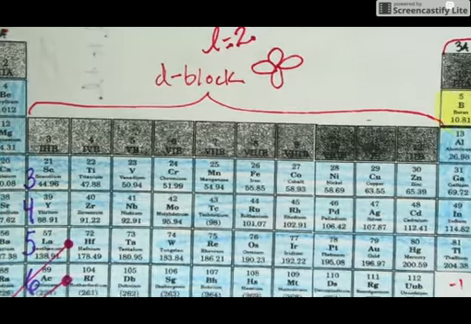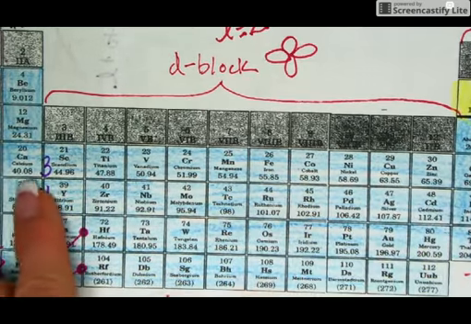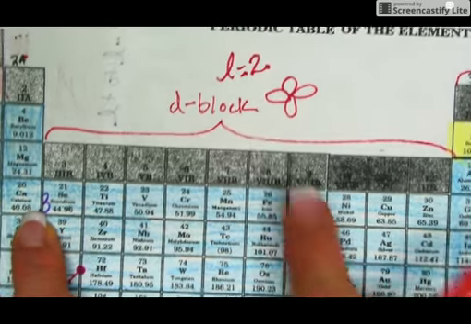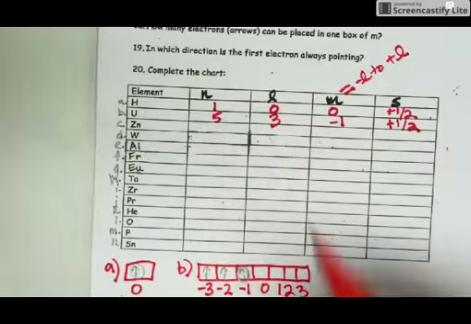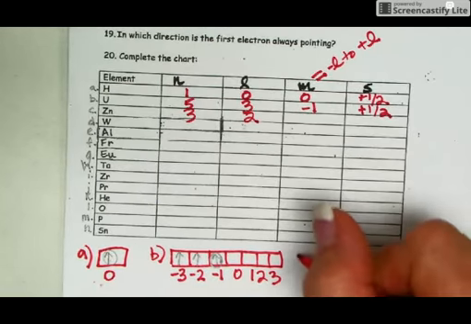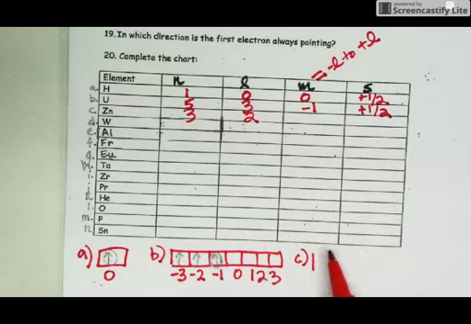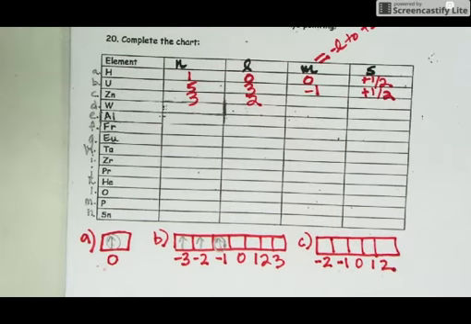All right, the next one was zinc. Let's find zinc. Zinc's right here. He's in the D block, and he's in the 3rd energy level. So N is 3, L is 2. Let's go ahead and fill those in. Now let's draw our boxes for zinc. Since it's a d orbital, it's got 5 boxes. Number your boxes, negative 2, negative 1, 0, 1, and 2, because you number them from negative L to positive L.